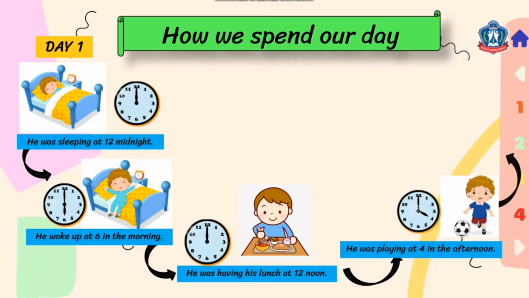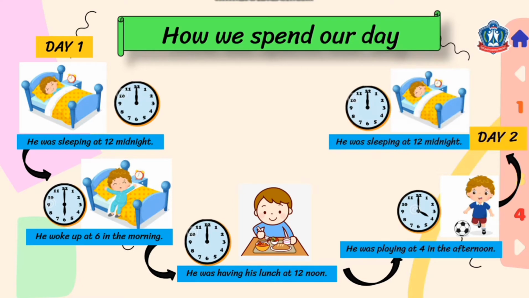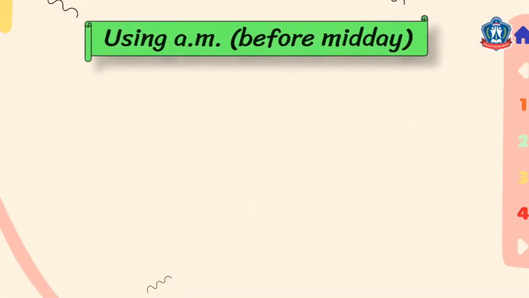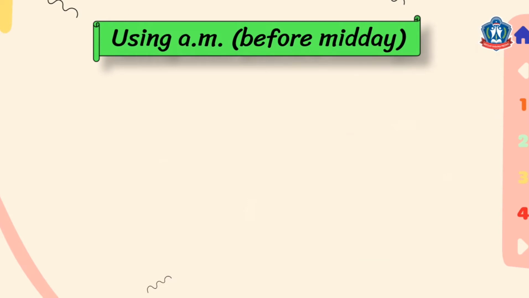Then we have day 2. It means day 1 ends and another day begins. So we have, he was sleeping at 12 midnight. So at 12 midnight, day 1 ends and day 2 begins. Let's study how to use AM, which means before midday. Here are the activities that we can do before noontime.